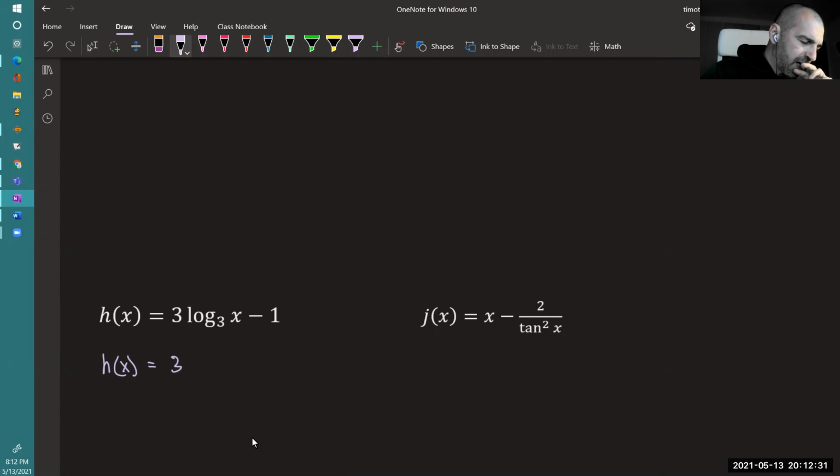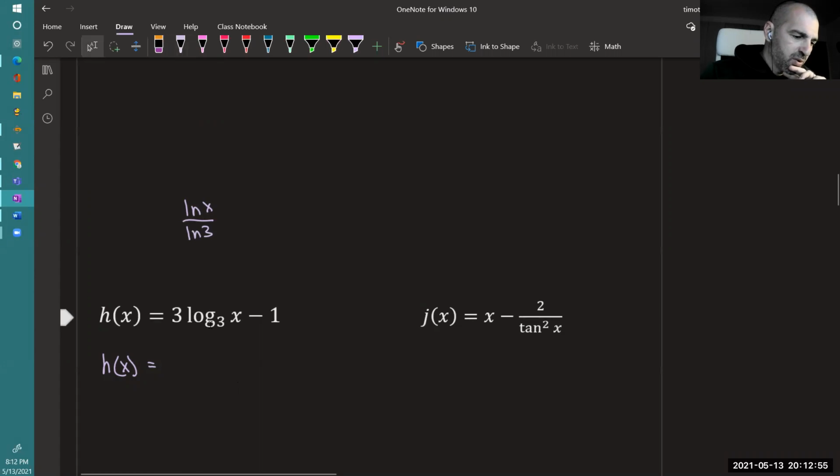The way that I think of these logs, because I always forget this rule honestly, is as a change of base. I do it as the natural log of x over the natural log of 3, because I can use that change of base formula. Log base 3 of x can be rewritten as the natural log of x over the natural log of 3. And then the derivative of the natural log of x is 1 over x.